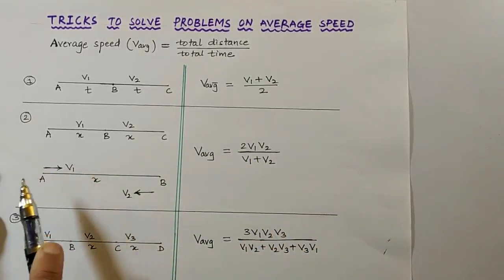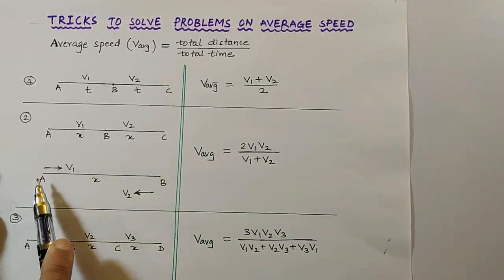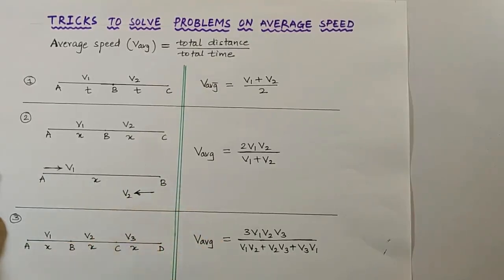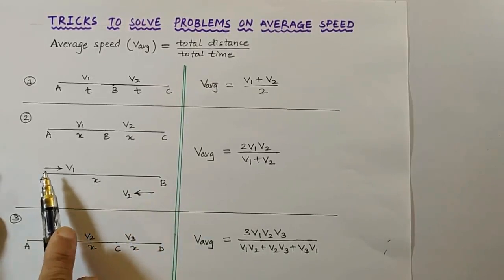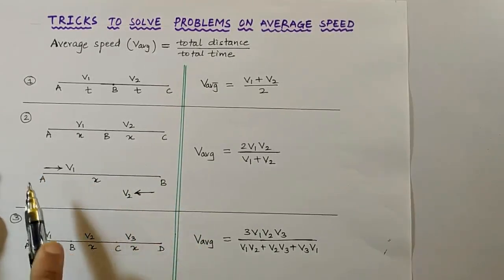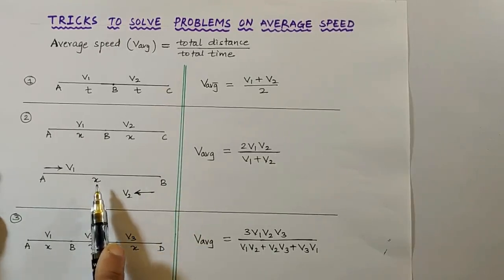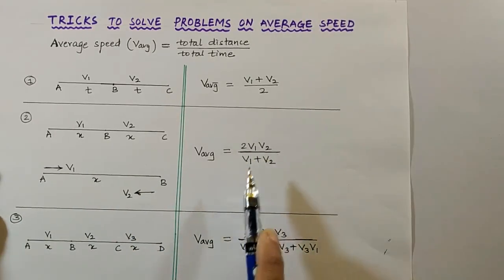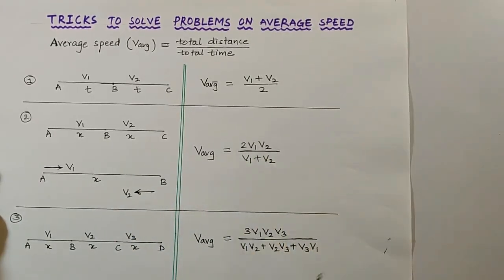In the second case, you may have a problem in this form, that is the body is moving from A to B and coming back again from B to A. But while going the speed is v1, while coming the speed is v2. In both cases the distance covered is the same. So average speed is given by this formula, that is 2v1v2/(v1 + v2).